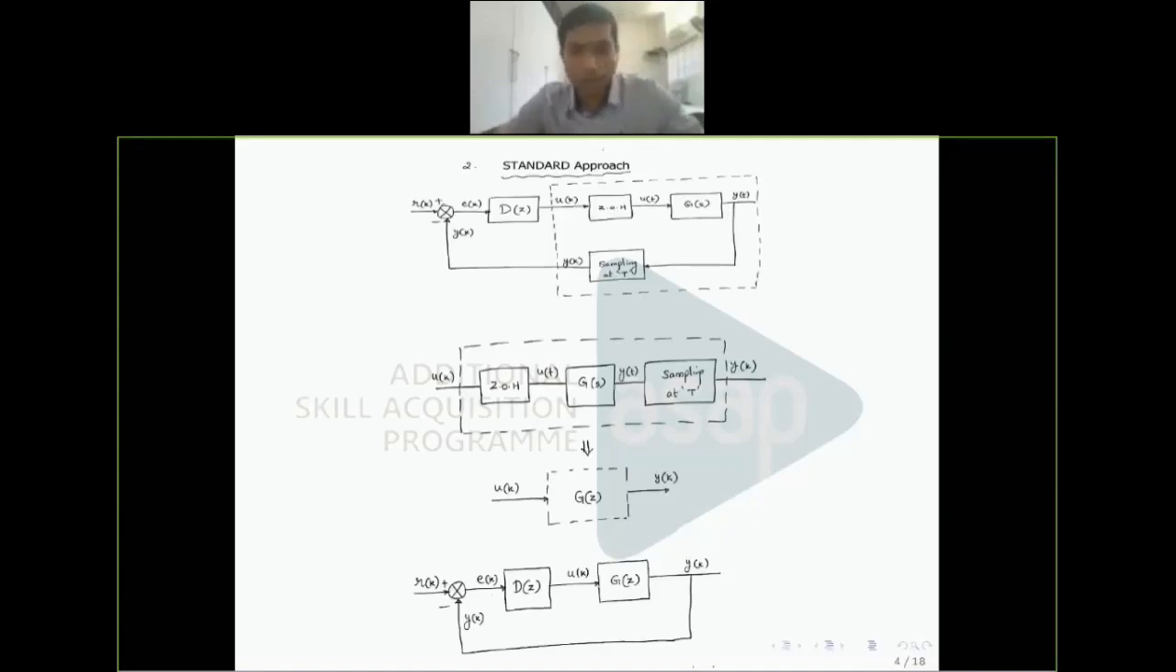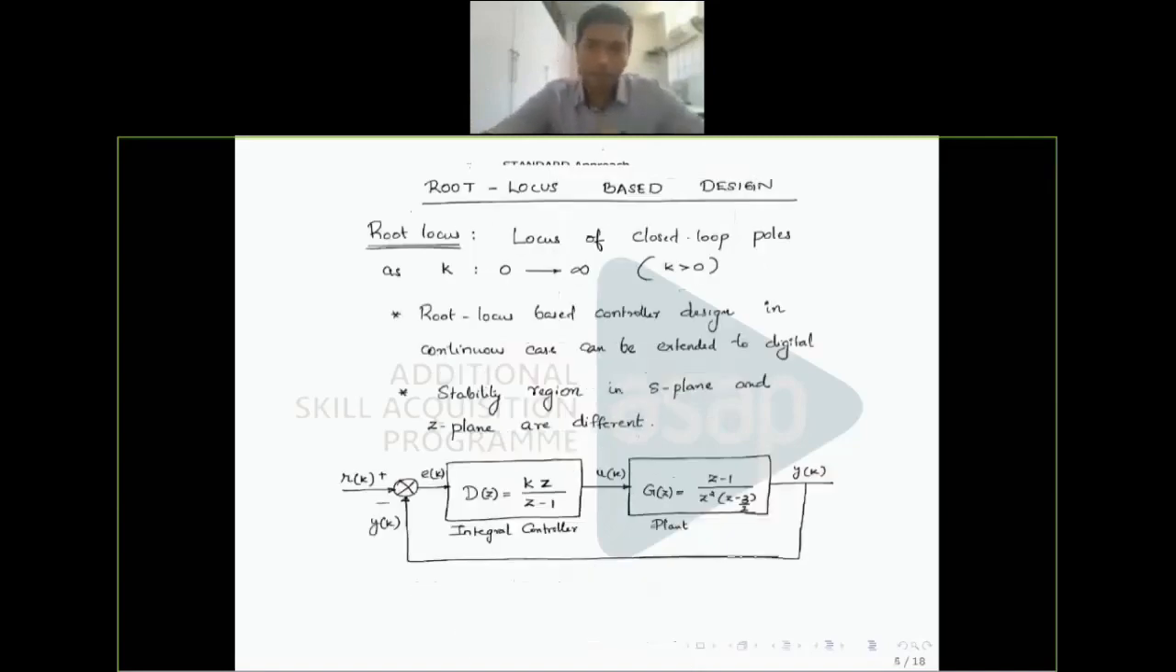Now we'll come to the root locus approach. Root locus is just one approach in designing the controller. Since you know the root locus design in the continuous time case, these things are familiar to you, so I'll brush it up once again. Root locus is basically the locus of closed loop poles as the gain K is varied from 0 to infinity. I'll elaborate on that.